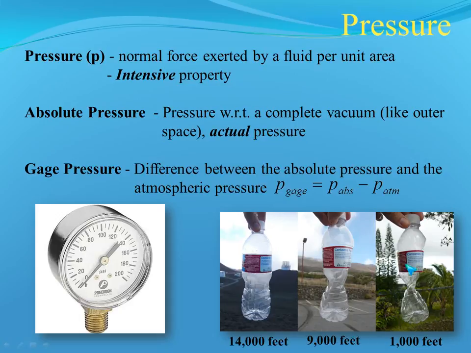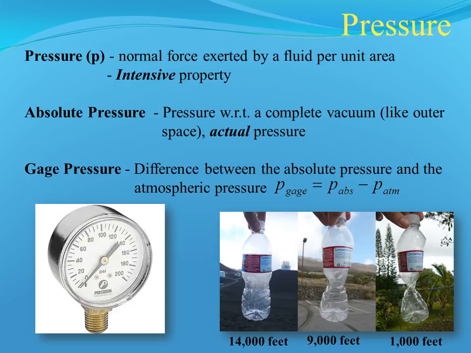And as we go down to lower altitudes, the pressure on the outside increases, right? More and more air molecules are piling up on top of the bottle and on top of the person hiking, that kind of thing. And so what happens is you can see that the bottle collapses because the outside pressure increases in comparison to the inside pressure, which was the same pressure at 14,000 feet.